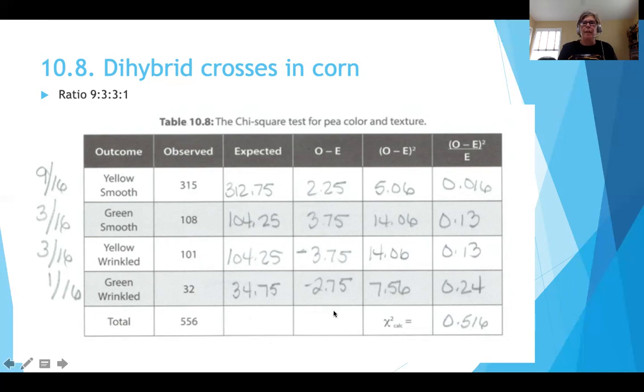And then you're going to do your math. So then you can check your math with what I have here. You should be right around this number, 0.516. Like I said, you may not be exact because of rounding differences, but you should be pretty close.